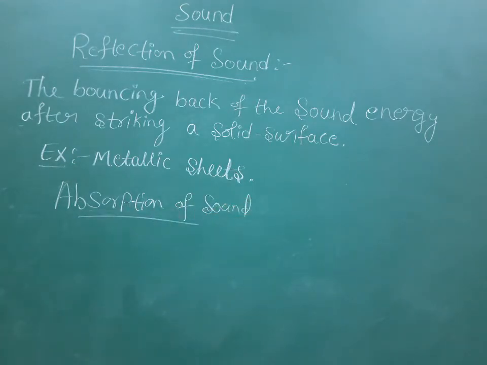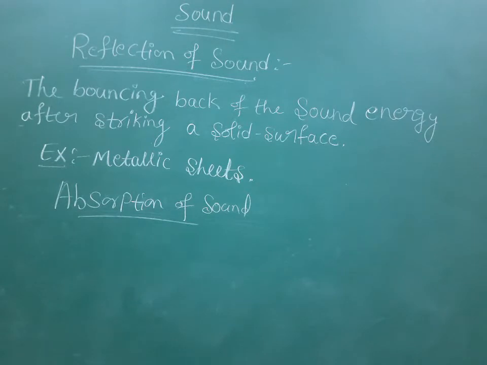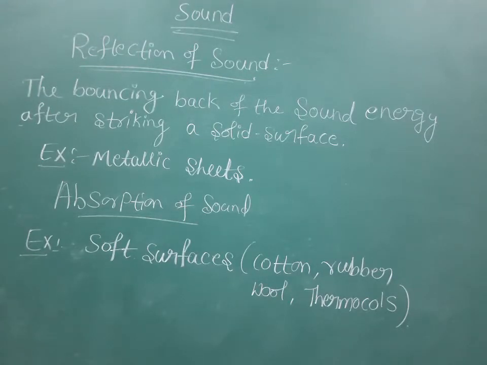Again I will repeat, students. When the sound energy strikes the surface of any material and you are able to hear that sound, it means reflection. If you can't hear that sound, that is absorption of sound. For example, soft surfaces are very good absorbers of sound. For example, students, cotton, rubber, wool or thermocol. You can check with any of these examples.